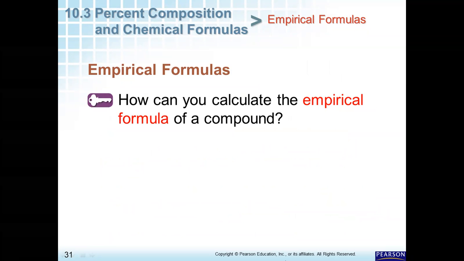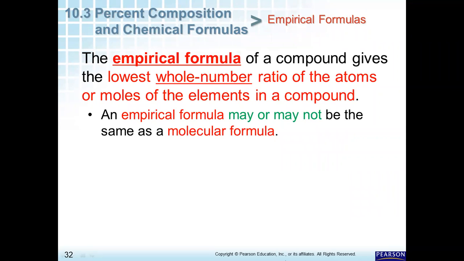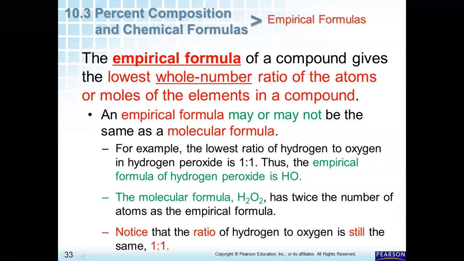Now we get to the empirical formula. The empirical formula is the lowest whole number ratio of atoms in any compound, meaning the lowest ratio that you can put together. In this case, the empirical formula may or may not be the same as the molecular formula. As I already explained, in water, for example, both the empirical and the molecular formula are the same, because you cannot go below that. That's what it means when you say the lowest whole number ratio.